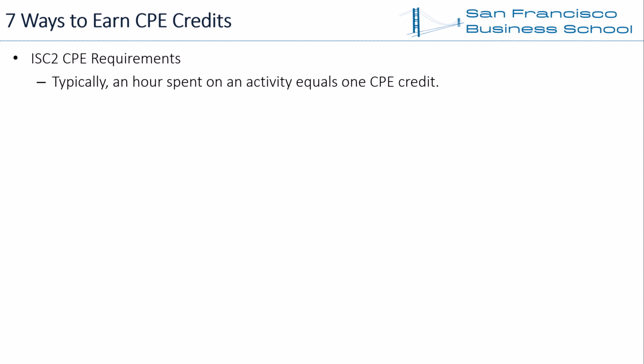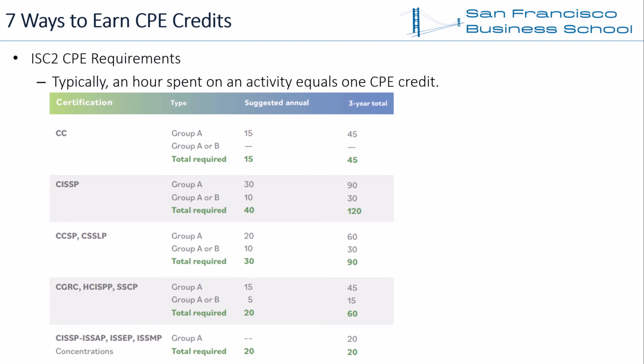You can report CPE credits in 0.25, 0.50, and 0.75 increments. For instance, if you attended a 30-minute webinar, you can earn 0.5 CPE credits. ISC2 requires certification holders to earn CPE credits in a 3-year period and pay an annual management fee, AMF, every year. This table shows the ISC2 CPE requirements for each certification track.